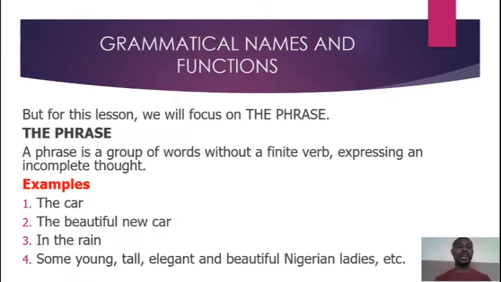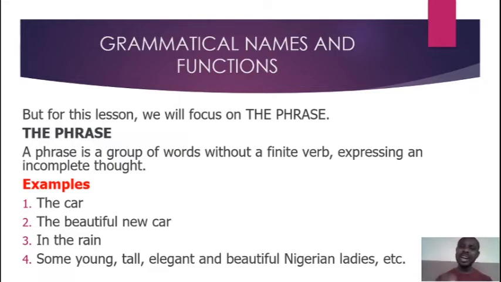Okay, so the third is, in the rain. What happened? Where was that? When did it happen? In the rain. Again, some young, tall, elegant, and beautiful Nigerian ladies. You see, that's a longer group of words, but there is the lack of a finite verb, making it a phrase and meaningless. Some young, tall, elegant, and beautiful Nigerian ladies. You see that? It doesn't make any meaningful thought.